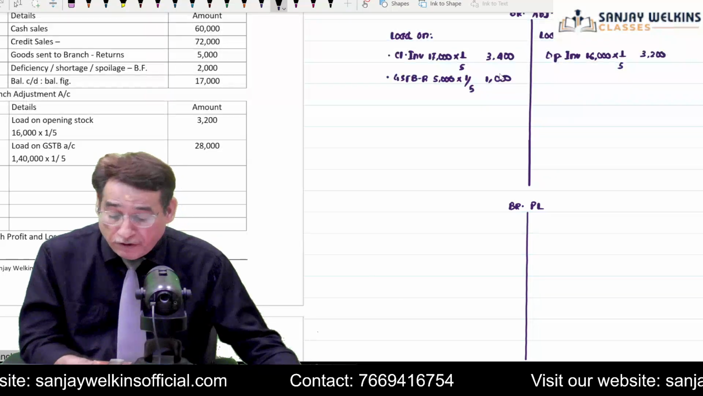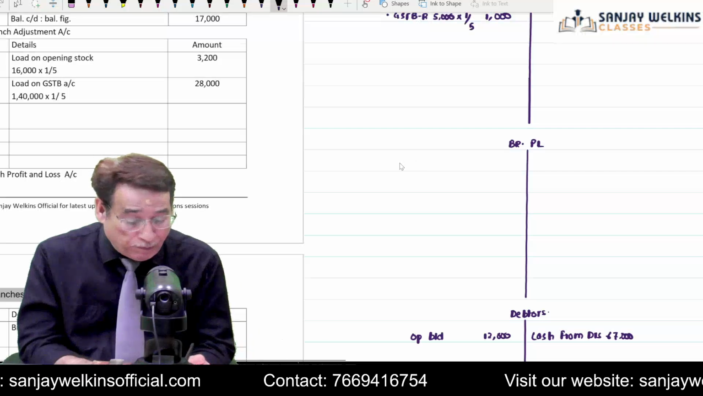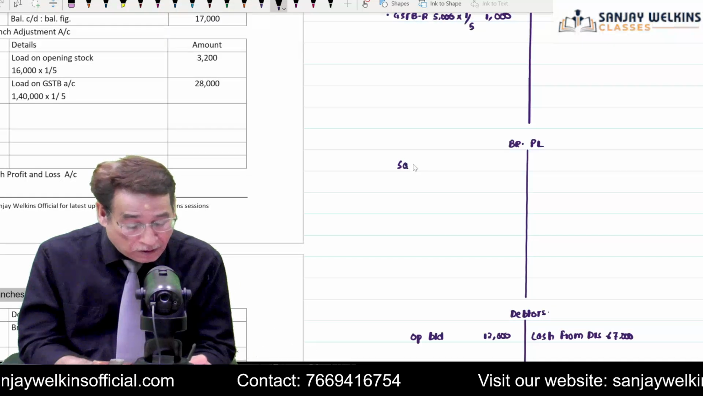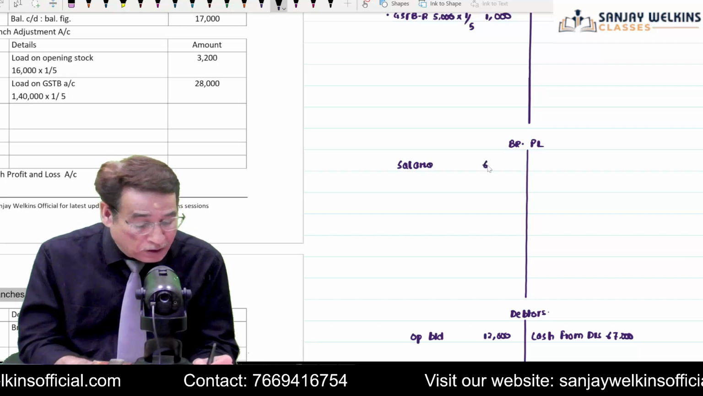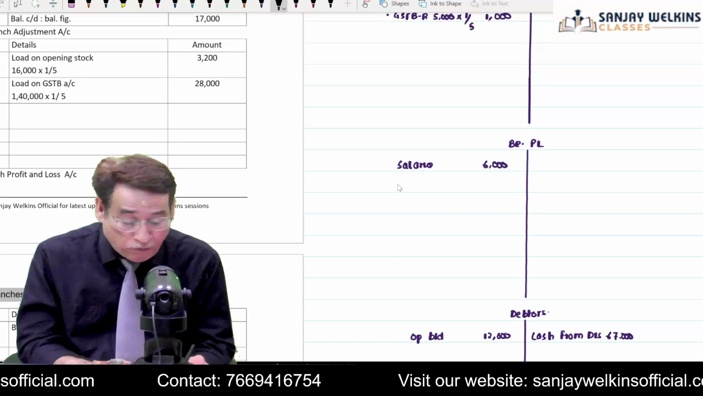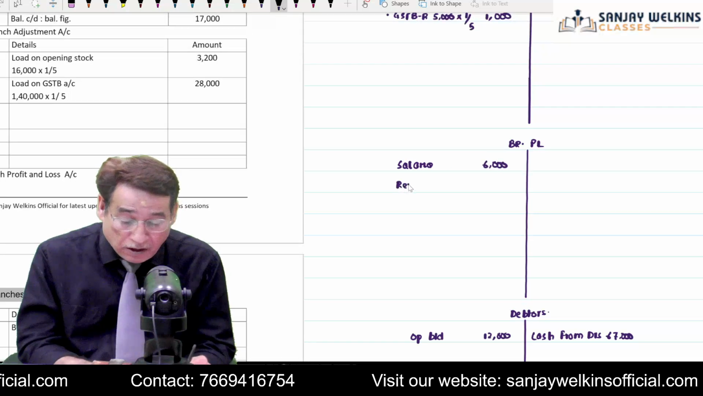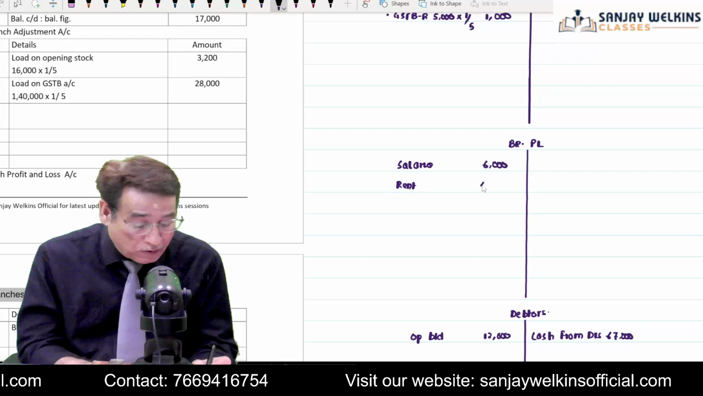Then we are being given salary paid and rent paid. So we will simply put here salaries on the debit side of the P&L account, that is equal to 6,000. And then we are going to write here rent. Rent is equal to 4,000.